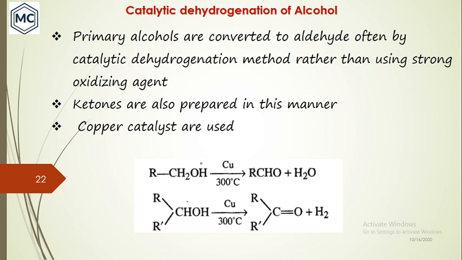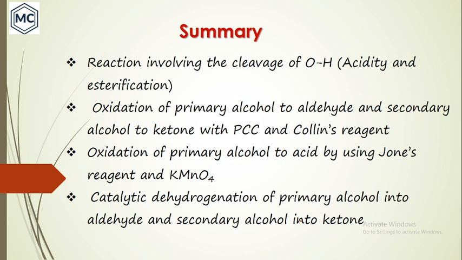Here you can see that dehydrogenation takes place. One hydrogen leaves from here and one hydrogen leaves from here, and you get aldehyde. And similarly, with secondary alcohol, you get ketone, and two hydrogens leave like this, and it forms ketone. So in summary, we have learned reactions involving the cleavage of the O-H bond.